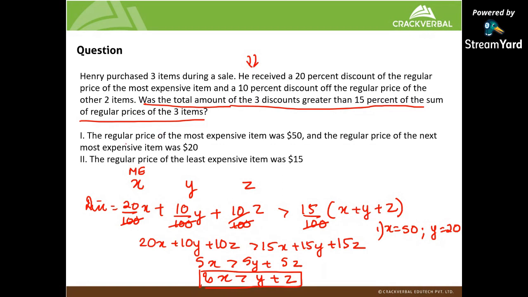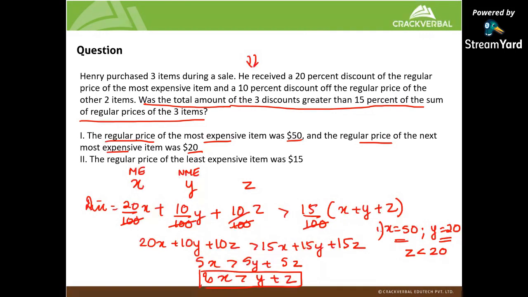And you see how they worded it, right? The regular price of the most expensive item was 50, that's x. And the regular price of the next most expensive item, so let's call it y, right? That's given to me as 20. Now think about it, if the most expensive item is 50 and the next most expensive item is 20, then z, the least expensive item, has to be less than 20. So the first statement is giving me x is 50, y is 20, and z less than 20.